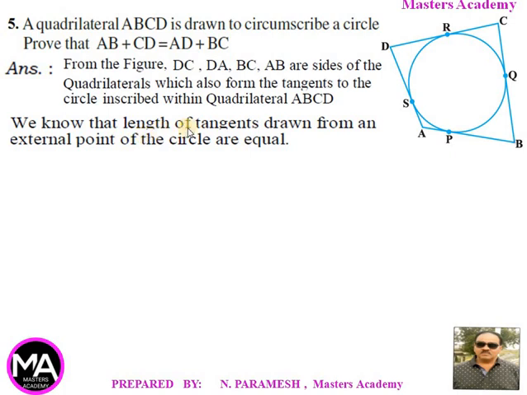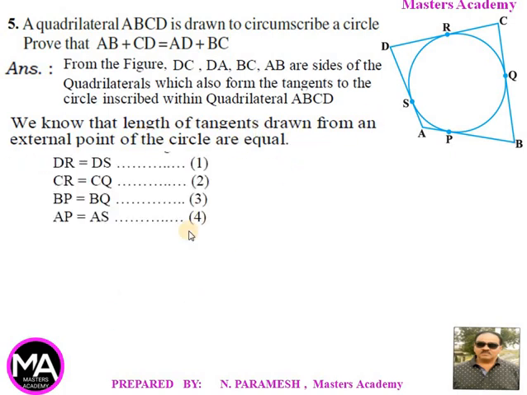We know that the length of the tangents drawn from an external point to a circle are equal. Therefore, DR is equal to DS, call this equation 1. CR is equal to CQ, call this equation 2. BP is equal to BQ, call this equation 3. AP is equal to AS, call this equation 4.